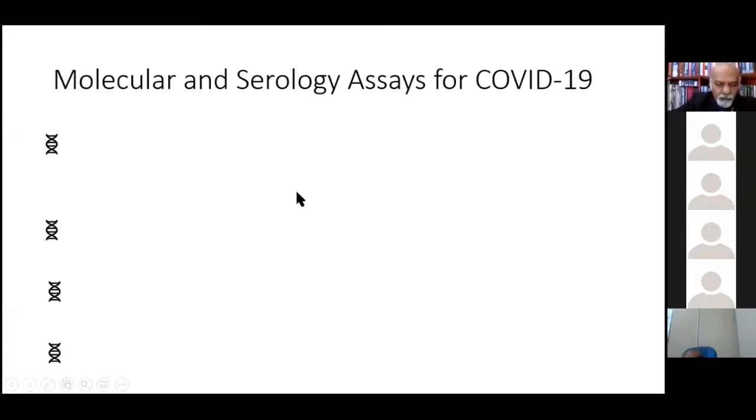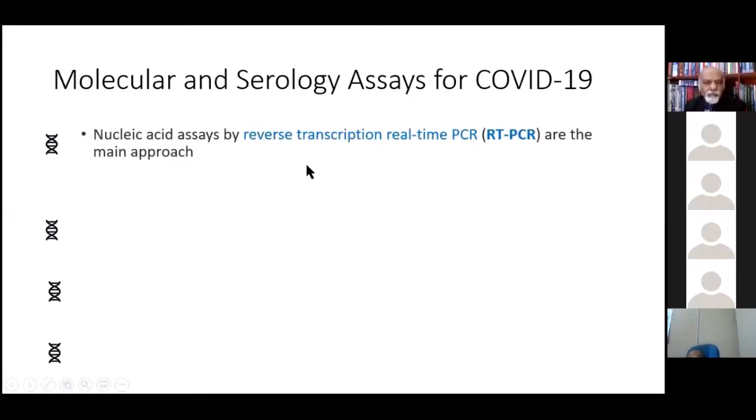So the ability to diagnose the SARS-CoV-2 reliably would facilitate the identification of the infected patients. And so development of a reliable assay has been one of the foremost matters for public health as well as for clinical interventions. So we have molecular or nucleic acid-based assays as well as serology assays, but currently nucleic acid assays by reverse transcription real-time RT-PCR is the main approach for diagnostics.